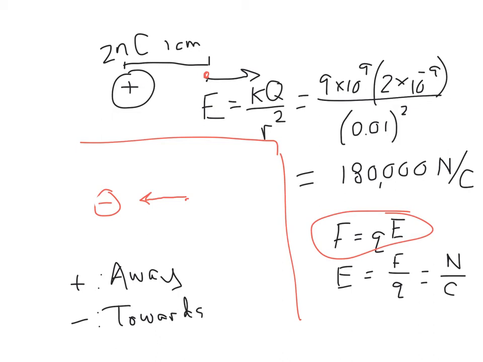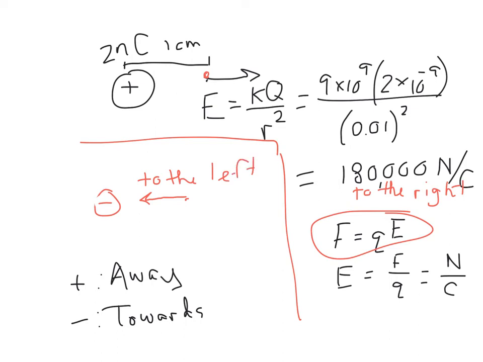So in my picture here, the 2 nanocoulomb charge would make a field at that point of exactly the same number. It'd be 180,000 newtons per coulomb, if I don't change any of my values. But the one for the positive charge would say is to the right, and the one for the negative charge we would have to say is to the left.